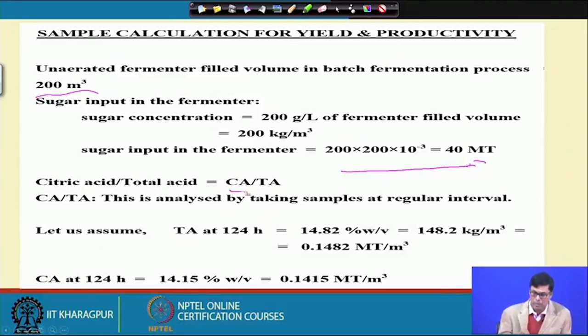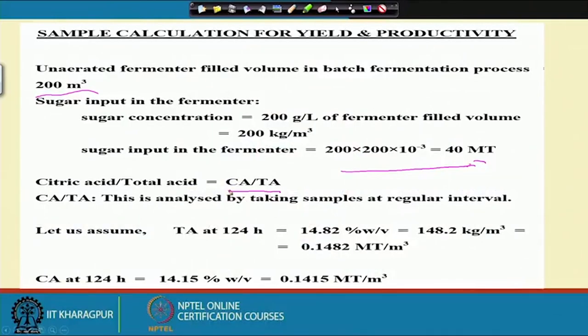Now, you know that when you work with any kind of industry, we have two types of analytical devices for finding out the product concentration. One is a very fast analyzing device, and another is exact analysis of your product. If you want to determine the exact product concentration, it always takes a lot of time. Particularly for citric acid estimation, it takes more than one day.